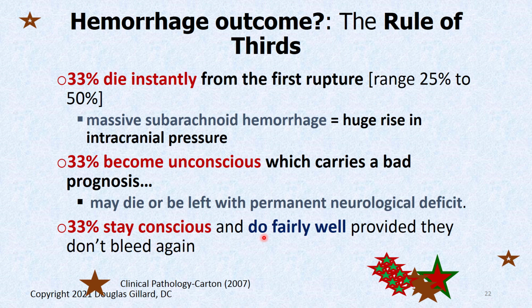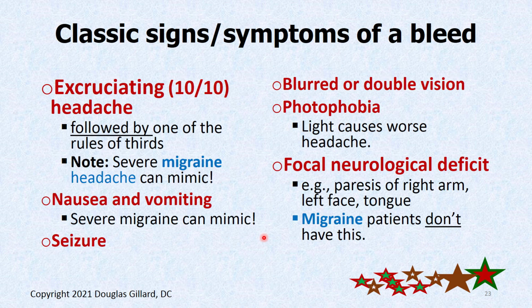More weirdness with this 33. What happens if you get a bleed? 33% of people die. They get a massive subarachnoid hemorrhage and it kills them. End of story. 33% become unconscious, which carries a bad prognosis. They might perhaps wish that they had died because they wake up and they can't speak or they can't move half of their body, or they're really severely disabled because of that. The 33% that stay conscious do fairly well. So it's always a good sign if they don't pass out.